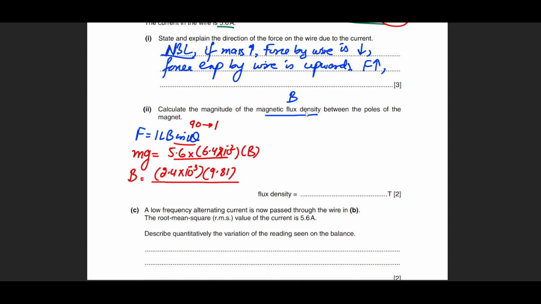Divide this with this number, which is 5.6, into 6.4 into 10 raised to the power minus 2. Please put brackets on it using the calculator, and you will get your answer for B, the magnetic flux density, as 66 millitesla, or as the marking scheme has written it, 0.066.